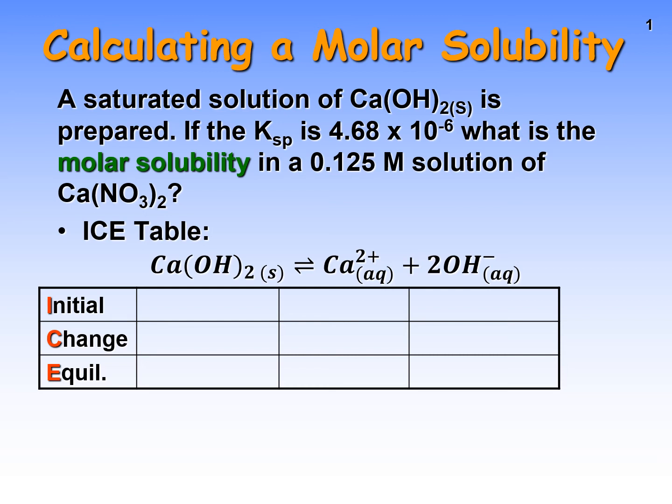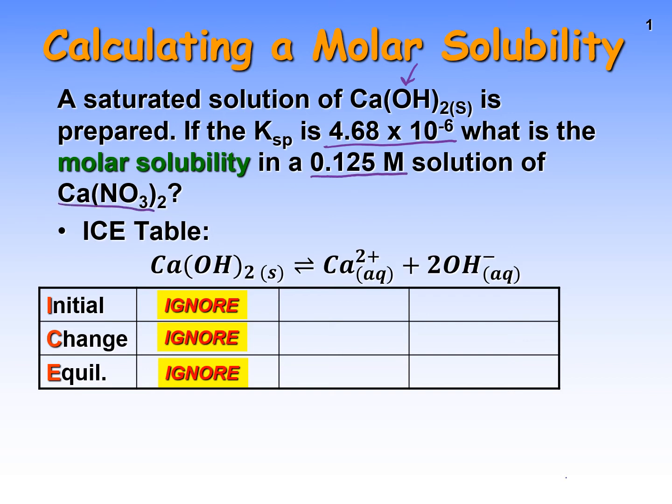Hello Chem 1B, this is chapter 17, lecture video 9, and we're going to do an example problem involving a common ion. So let's say we have a saturated solution of calcium hydroxide, right? And we prepare it. The KSP of this is 4.68 times 10 to the negative 6. We want to know what is the molar solubility, not in pure water this time like in the last video, but in a 0.125 molar solution of calcium nitrate.